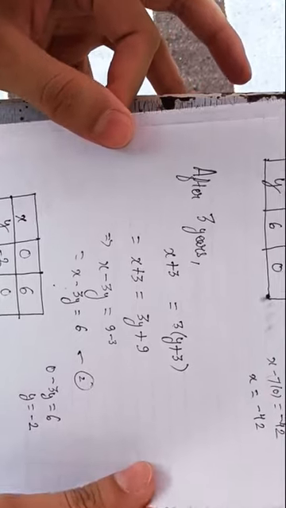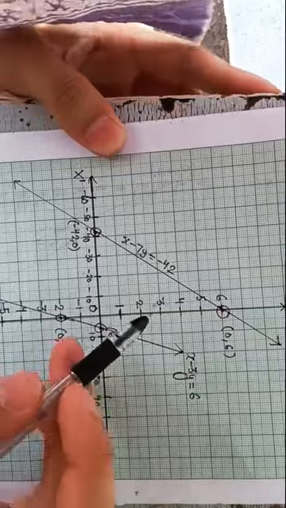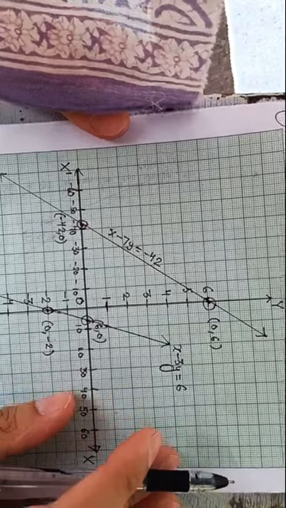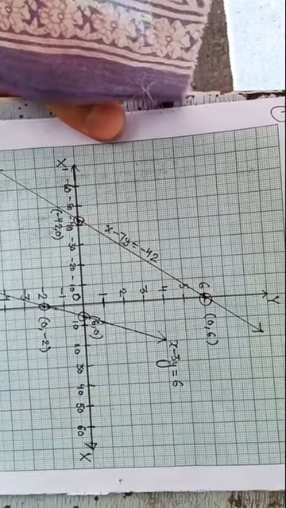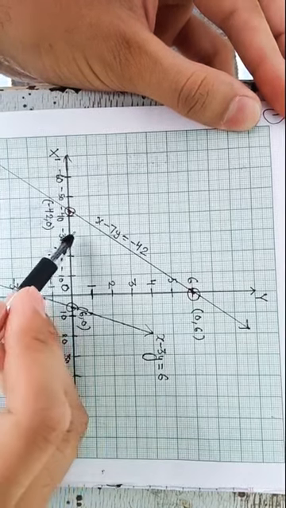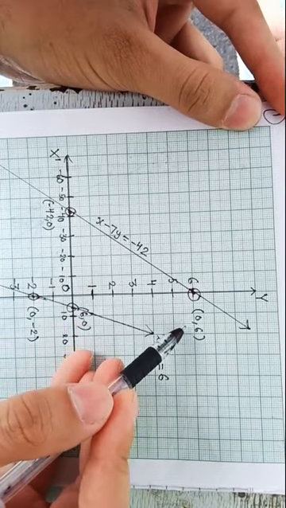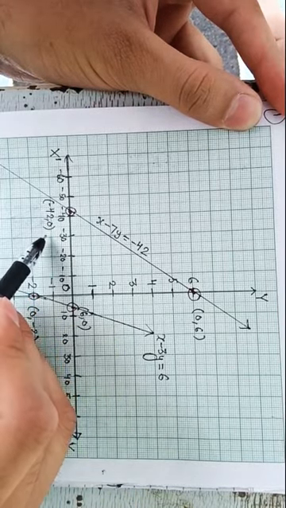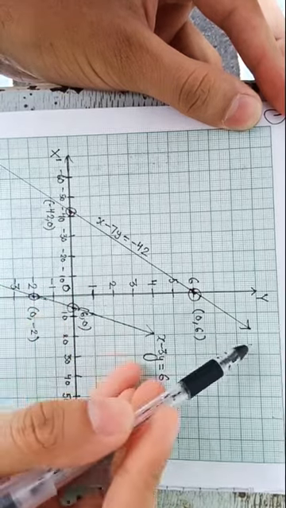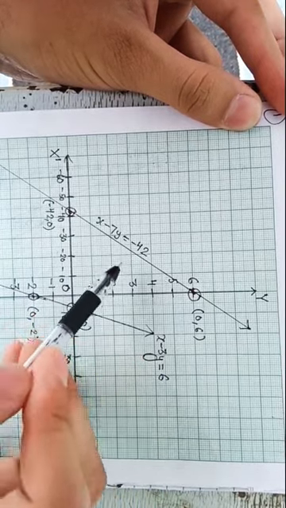Now with the help of these points we draw the following graph. Now look at the graph. For the first equation, x minus 7y equal to minus 42, the 2 points were 0, 6 and minus 42, 0. When we join these 2 points, we will get a line segment, and that line segment will represent the linear equation x minus 7y equal to minus 42.